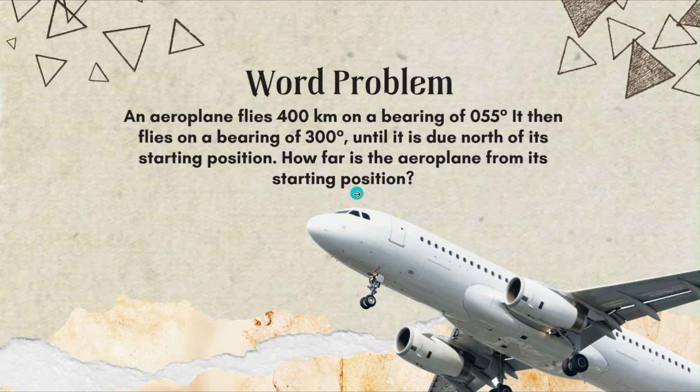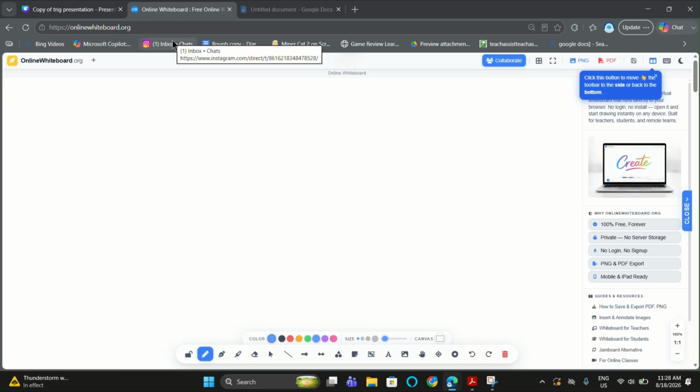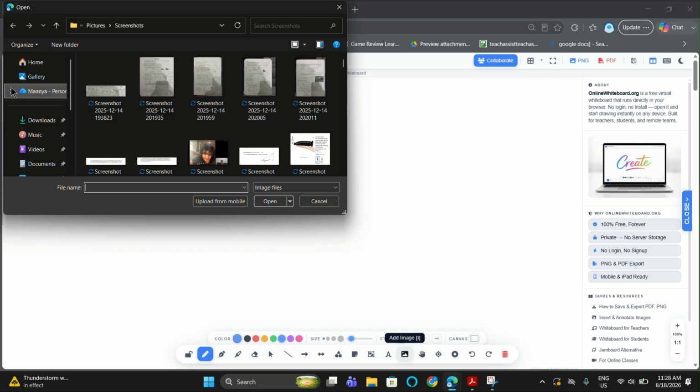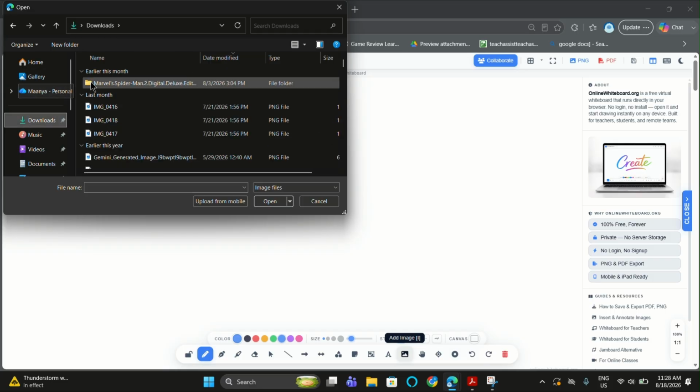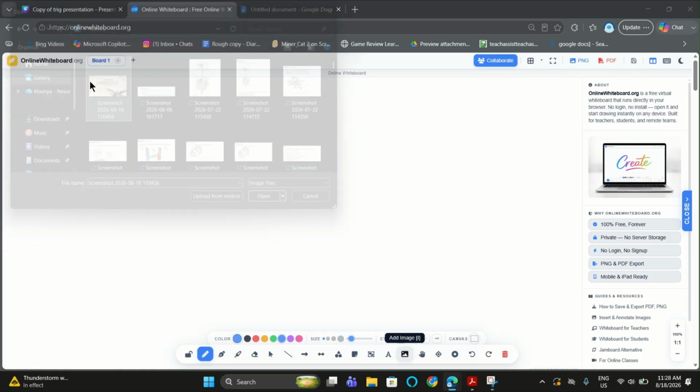Now, let's try a word problem using everything that we have learned about bearings. For this, we're going to be using a whiteboard, which I think I prepared. Where did the image go? Oh, no. The image left us, so I'll get it again real quick. Sorry about this, downloads. Where'd it go? Home. Right here. Cool?